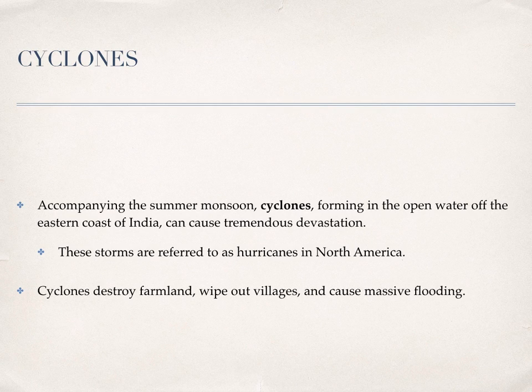Cyclones. Accompanying the summer monsoon, unfortunately, is another dramatic weather event, cyclones, and they form in the open water off the eastern coast of India in the Bay of Bengal. And of course, cyclones, we call them hurricanes in North America, create tremendous devastation. They can destroy the farmland, wipe out villages, cause massive flooding, all of that.